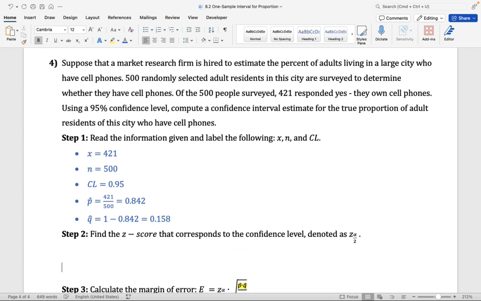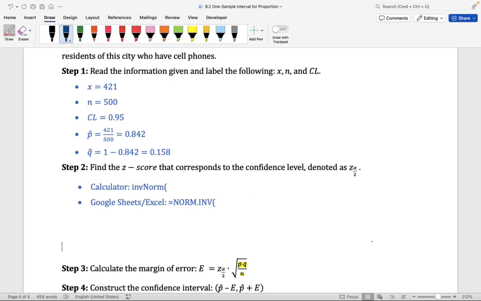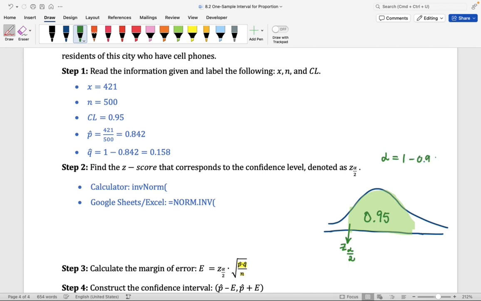Okay? So let's talk about how to find the C-score. If you're using a calculator, you're going to use invNorm. If you're using Google Sheets or Excel, you're going to use equal norm.inv. Now, I always recommend for you to visualize what you're doing, so go ahead and draw the curve. We are wanting to capture 95% of the area here at the center. We need to find the C-score corresponding to alpha divided by 2. Alpha in this case is 1 minus 0.95, which is equal to 0.05.